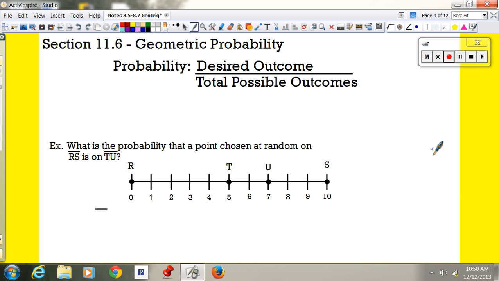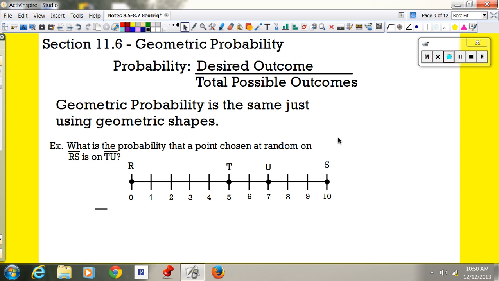Is that a good chance? Not really a good chance. Now your chance of winning the lottery is even worse than that. But 1 out of 52, your desired outcome over the total possible outcomes. Now in geometry, the geometric probability is just the same, except you're using shapes, and you're using areas, and you're using lengths. So it's basically the same thing. You'd be using the desired area over the total area.